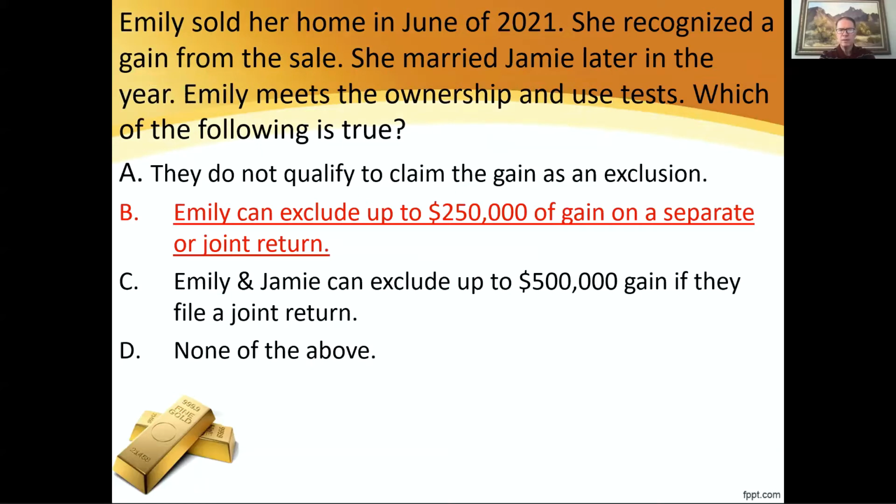There you go. Because Emily was the one who owned the home and sold the home. Jamie doesn't have anything to say about it, even though they might be filing a joint return at the end of the year because they're married filing jointly. But at the time, Jamie has nothing to do with it because he couldn't pass either of the tests. Next slide.